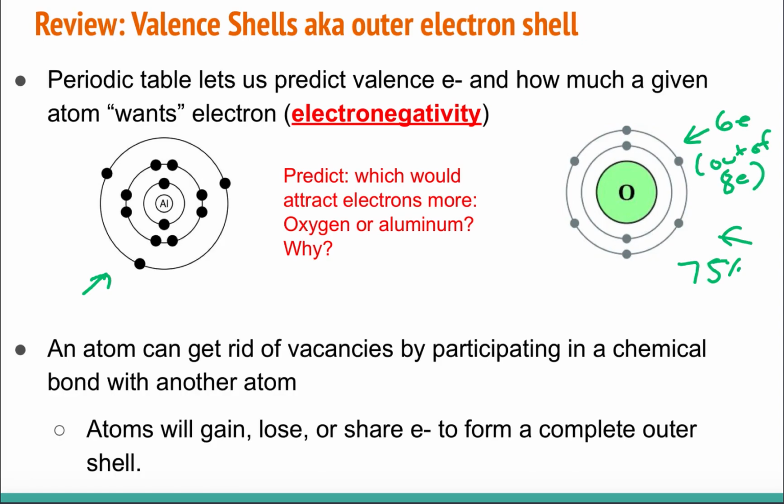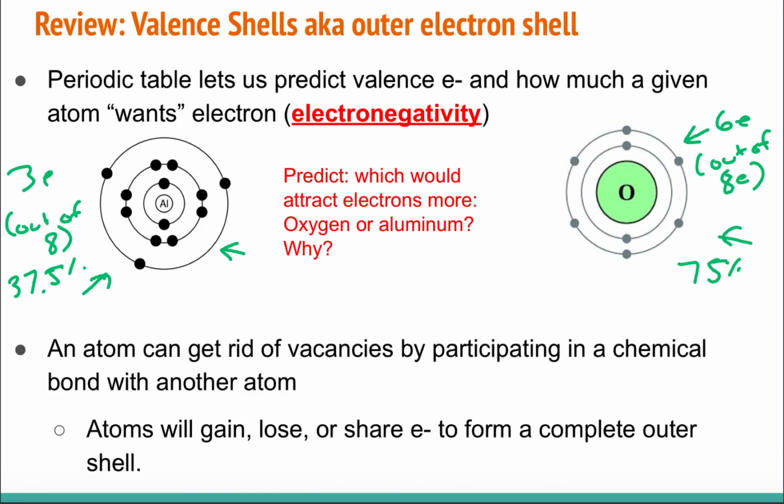On the other hand, my aluminum atom has 3 electrons on the third shell, out of 8. So that means they're 5/8 away from having a full electron shell. Actually only 37.5% complete, which means they're over 50% away from getting a full electron shell. So in this case, oxygen is just so much closer to being filled that it's that much more desperate.